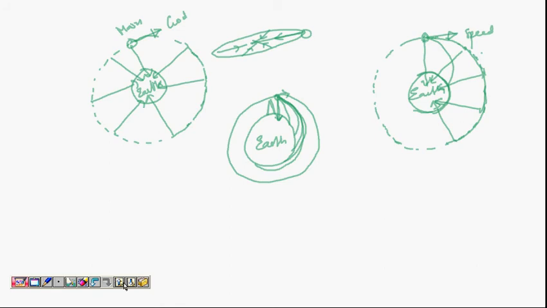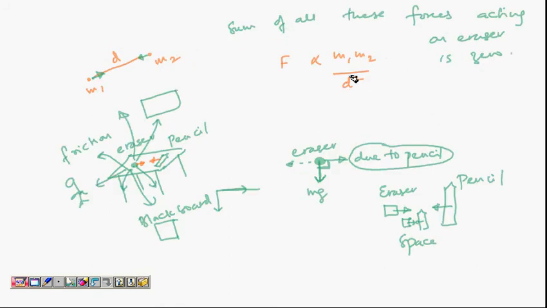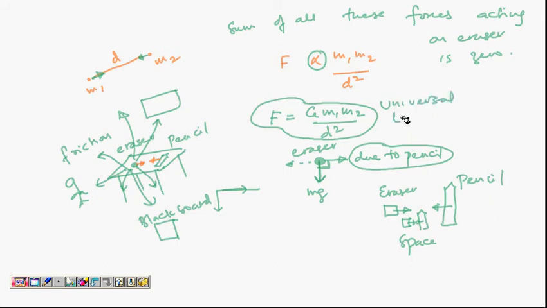Now let us see something about this universal law of gravitation. Whenever you have a proportionality constant, we can convert it into equality by introducing a constant. So you can write F equal to G m1 m2 by d square. This is called Newton's universal law of gravitation. Universal because it is applicable for any two objects in the universe, not just on Earth. So if you have any two objects of masses m1 and m2, both attract each other.